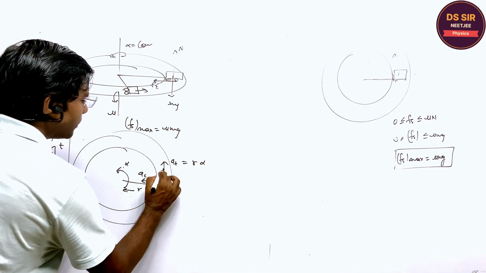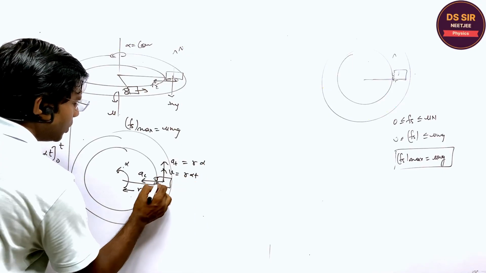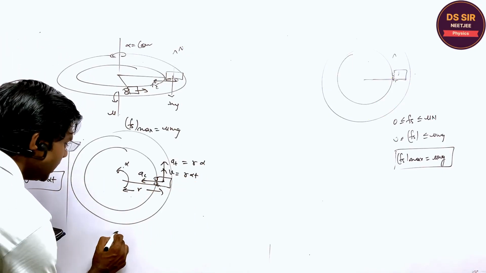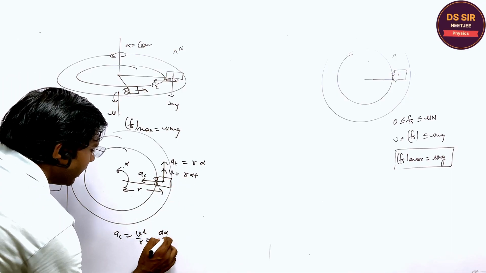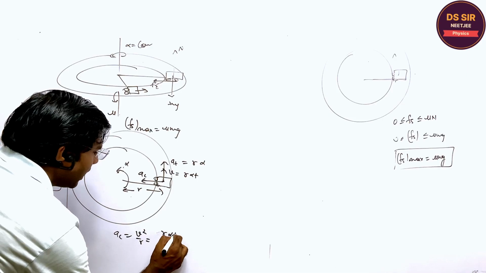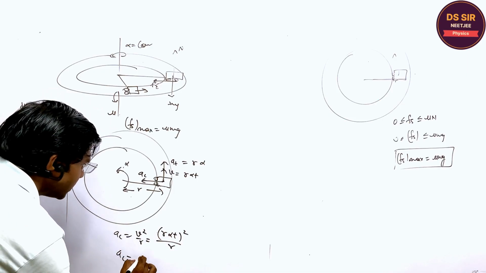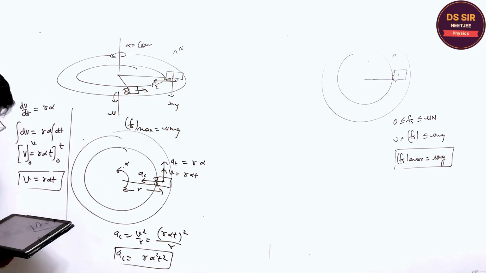So at this time, the speed we know is equal to r alpha t. So the centripetal acceleration can be written easily. What is the centripetal acceleration? Say v square upon r. This is (r alpha t) whole square upon r. Centripetal acceleration is r alpha square t square. Is it clear or not? You tell.